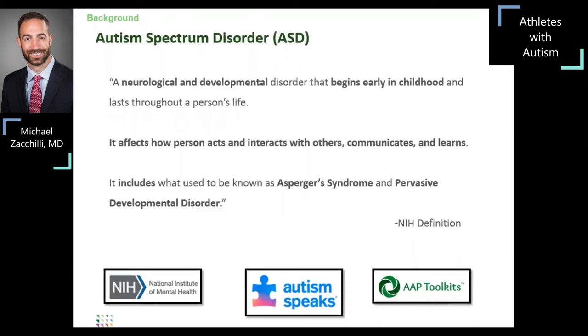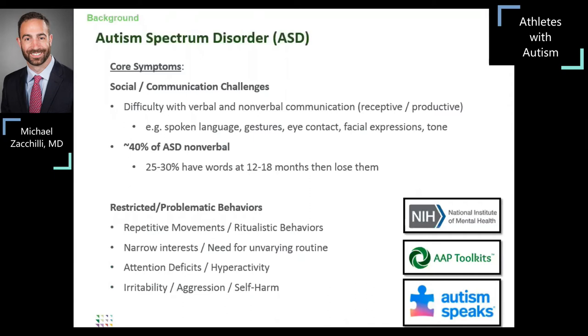The core symptoms for autism spectrum disorders are social communication challenges. These are both verbal and nonverbal and both receptive and productive. About 40% of patients with an autism spectrum disorder are completely nonverbal, and 25 or 30% begin verbal but then lose the ability. They also are characterized by restricted and problematic behaviors such as repetitive movements, narrow interests, hyperactivity or attention deficits, and aggression, irritability, and self-harm.